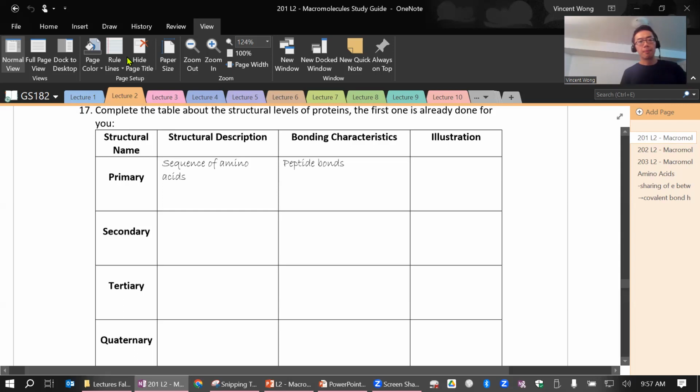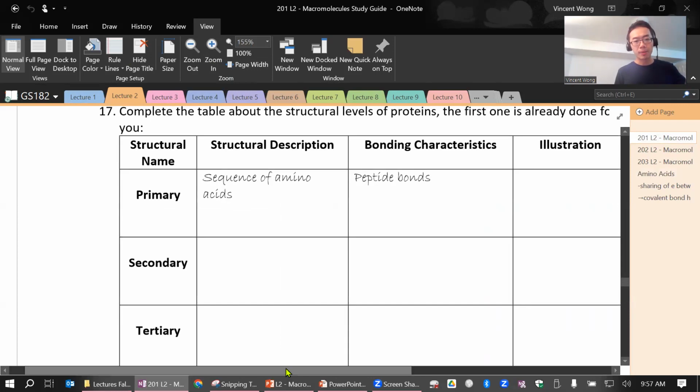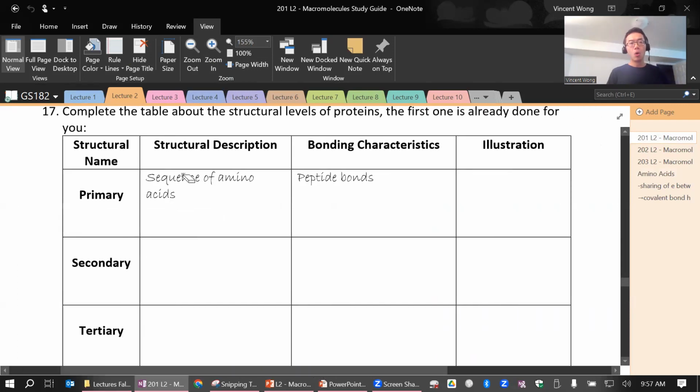First one, primary structure. That is the sequence of amino acids, right? And it's determined by your DNA. What holds them together? That is the peptide bond, right? A peptide bond is a type of covalent bond, a sharing of electrons. So the illustration is just a bunch of amino acids connected together. I hope it makes sense so far for you.